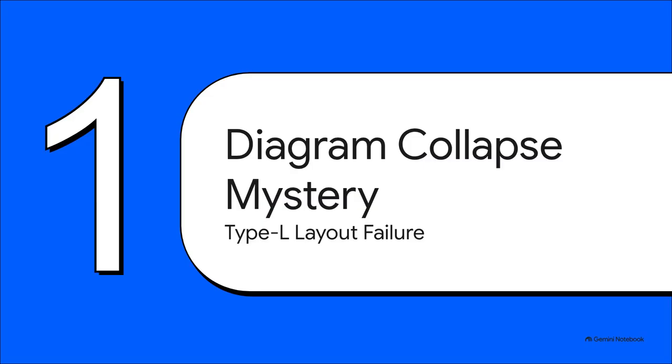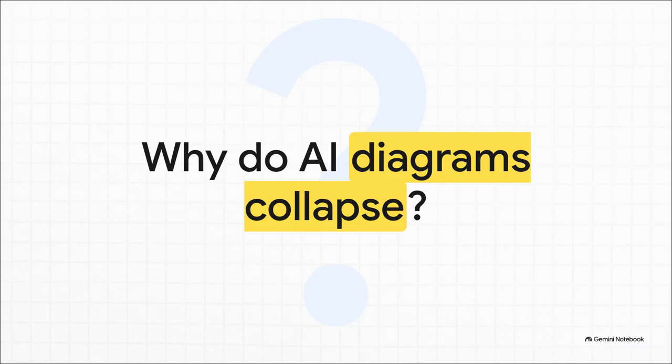All right, Section 1, the diagram collapse mystery. Now, you might be wondering about this. AI models like Claude or ChatGPT are honestly remarkably good at generating code, parsing logic, and understanding whole systems. Yet, when we ask them to output code for complex C4 architecture diagrams, specifically container and component diagrams, they fail spectacularly. So why do these AI-generated architecture diagrams always seem to collapse?